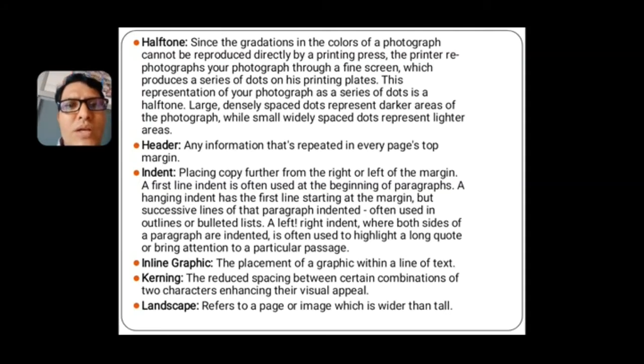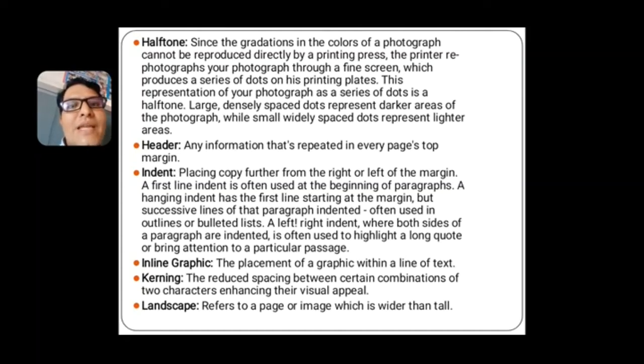Next our topic is indent, placing a copy further from the right or left of the margin. So it is nothing but giving spaces. Whenever you write a paragraph, you are leaving some space, right? But here indentation means you are providing space between your content and the margins. Okay, content to the margins.